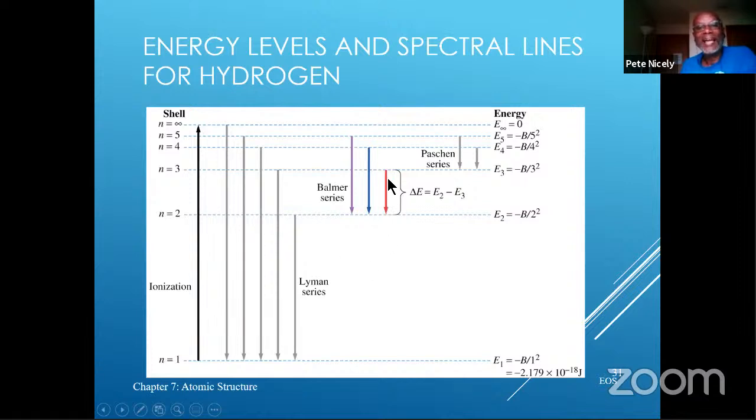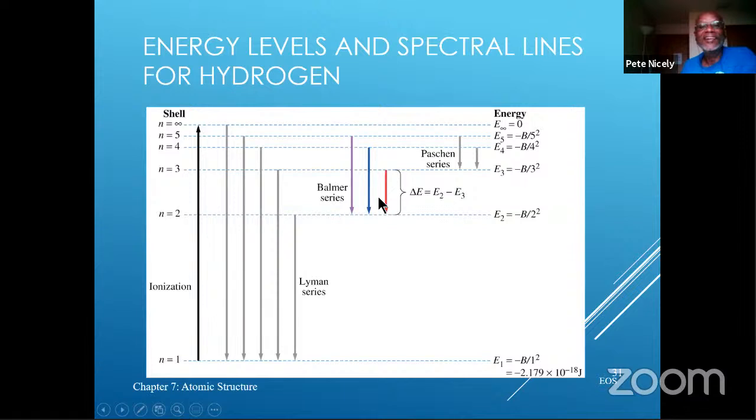For example, the red line here is due to an electron falling from the n equal three to the n equal two orbit. So in the hydrogen lamp that we saw earlier, when you close the circuit, you're imparting energy to the hydrogen atom, and the electron will basically jump from the lowest energy level to the higher energy levels. And then almost immediately, those electrons will fall to the lower energy levels.